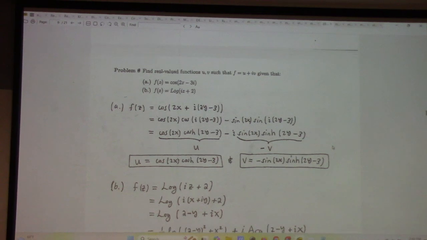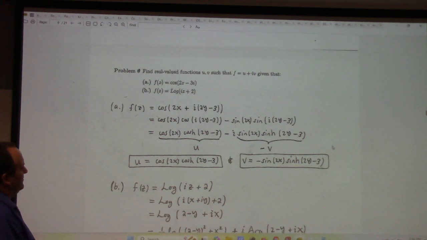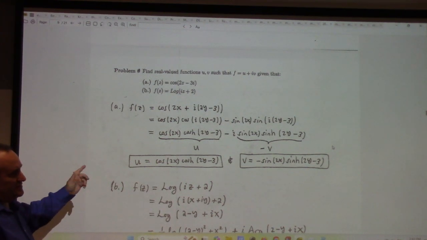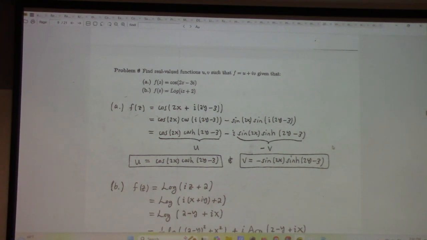This one is a pretty standard test question. Find the real valued functions u and v such that f equals u plus iv is given. This is just a plain old find your component functions question. Probably it would be better if I put this question before the earlier question, maybe. I don't know, I'm not sure the order of these questions is optimal. But anyway.